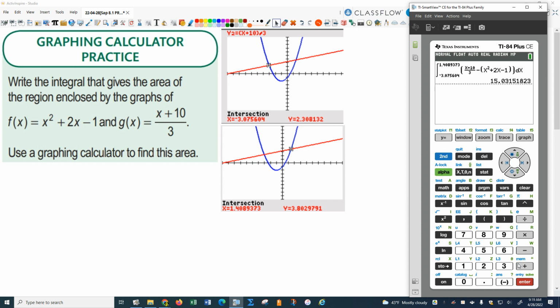On the AP test, they tell you to round everything that's numerical to 3 decimal places, so it'd just be 15.032.